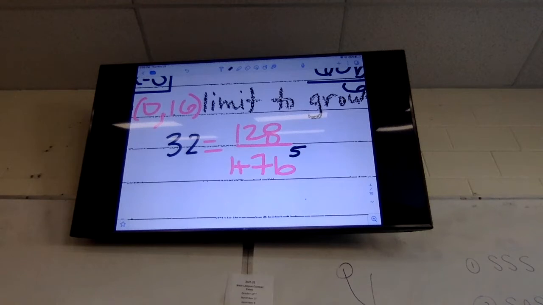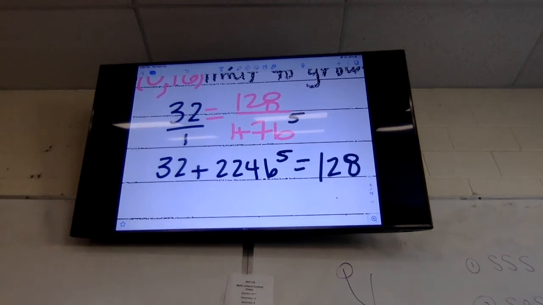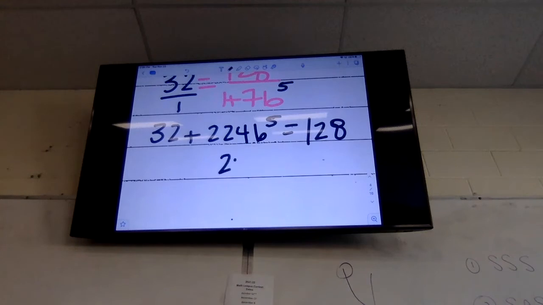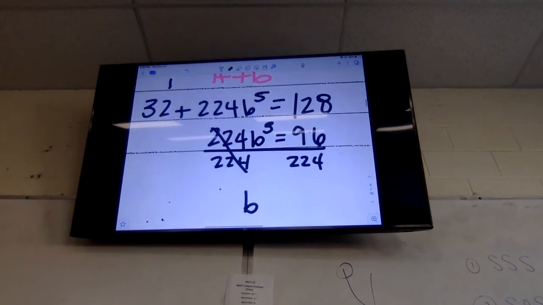I can't do anything besides cross multiply. So I get 32 plus 32 times 7, which is 224, B to the 0.5 equals 128. And then again, we minus and divide. So I minus off 32 and I get 96. And I divide by 224. And while we're all tempted to just go to our calculators, it actually simplifies really nicely to just be 3 over 7.